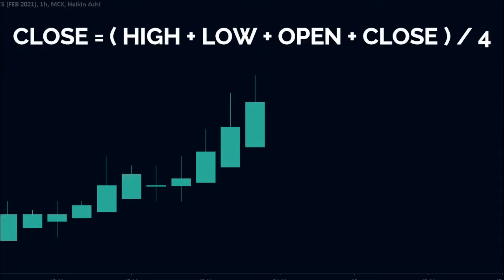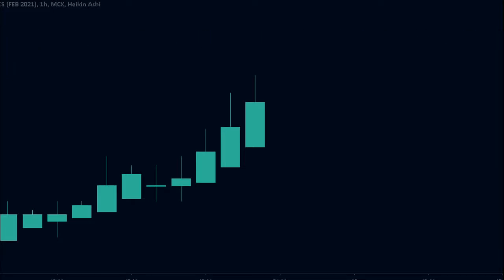The close of the candle is calculated by the average of the open, high, low, and close of the current candle. Now, the high of the candle is the same as the high of a Japanese candle. Similarly, the low of the Heikin Ashi is the same as the low of the Japanese candle.